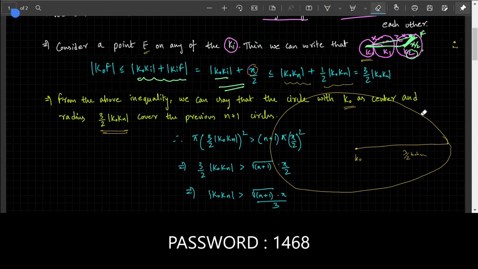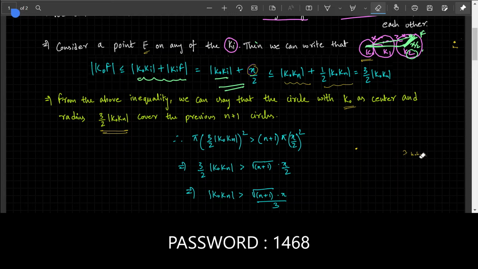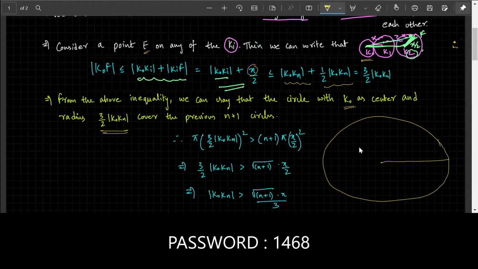So this is the reason we can move forward with this statement: pi into 3 by 2 mod k naught kn whole square is greater than n plus 1 pi x by 2 whole square. I hope you got it. So the radius, as said, is the assumed bigger circle. So this circle covers all the circles inside it. So that is the reason we have considered this, and this radius is 3 by 2 k naught kn.